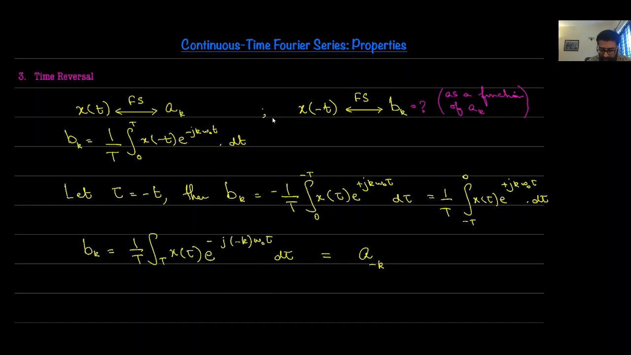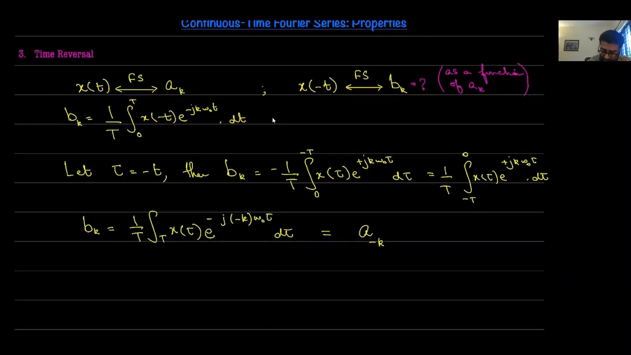So our conclusion is that b sub k is actually equal to a of minus k. In other words, if I flip the periodic signal in time, the Fourier series coefficients are also going to be flipped.